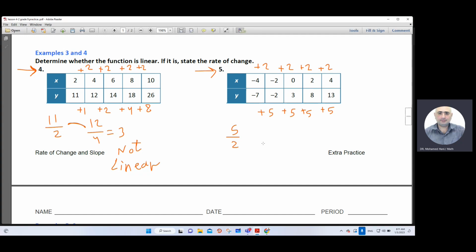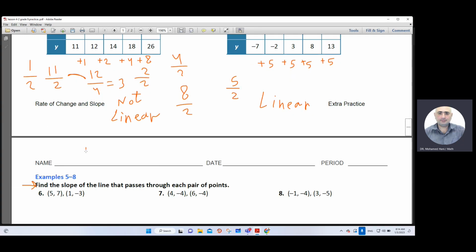So we have different rates of change, which means not linear. Right. The question now: find the slope of the line that passes through each pair of points. Who can remind us how to find the slope? m equals y2 minus y1 over x2 minus x1. So I want all of you to try to solve number 6, please. Find the slope.